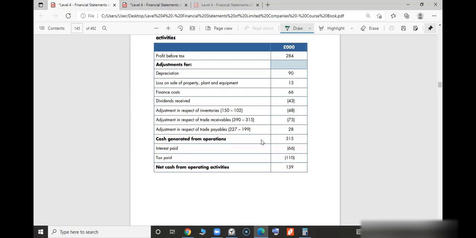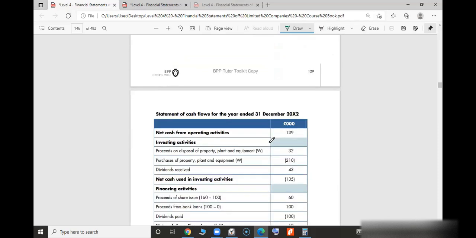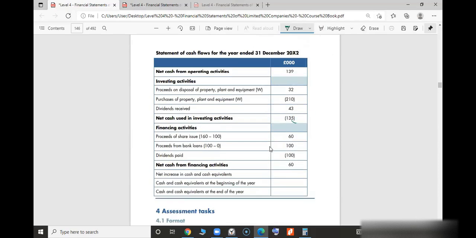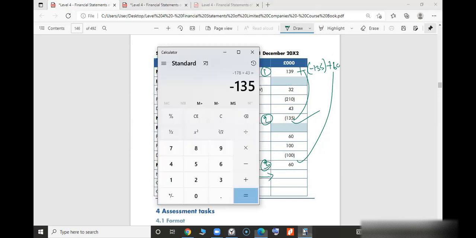Look at this. They've done the operating activities, 139, good. They've done the investing activities, 135. So that's my 1, that's my 2, and that's my 3. What do you do? All these 3 you add. 139 plus, basically it's a minus here, minus 135, and plus 60. Make sense? Can you do it? And give me the figure of net increase or decrease in the cash and cash equivalent. How much is it?